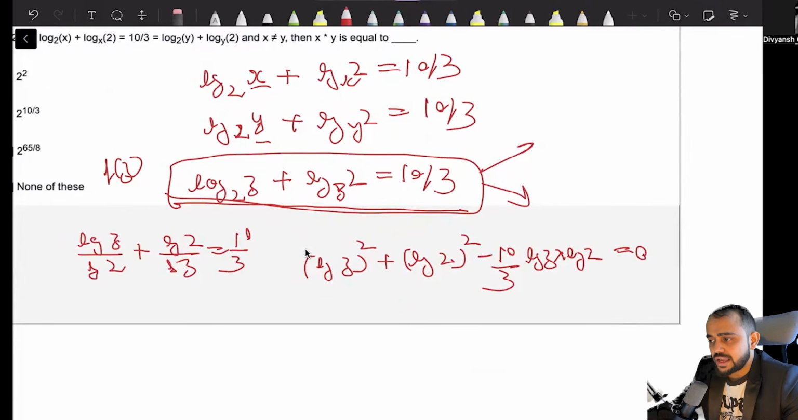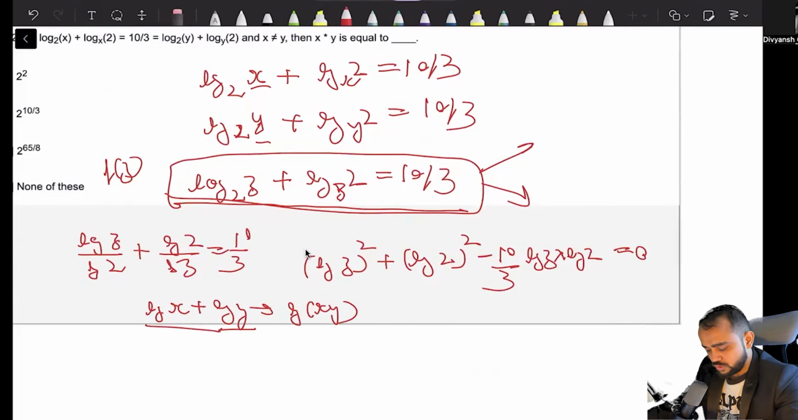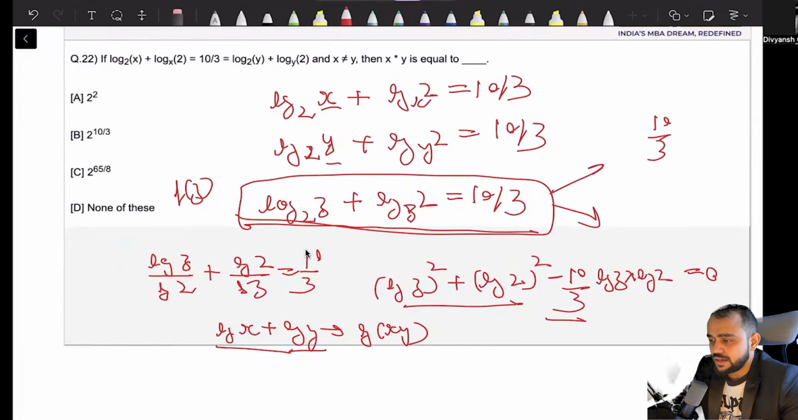Now I am being asked x into y, which means I need to find log x plus log y, because this is going to be log of xy. So what is sum of the roots of this quadratic? Minus b by a, which is 10 by 3. So your answer will be 2 to the power 10 by 3. This is your log xy.